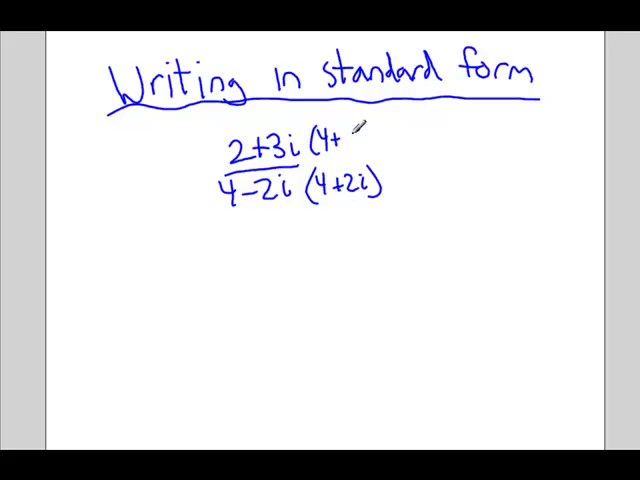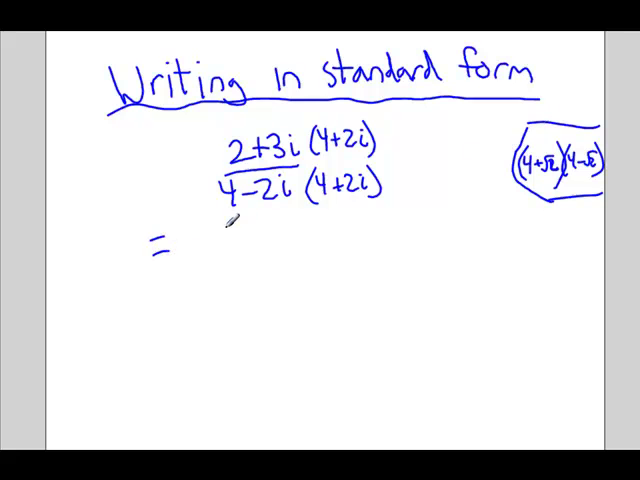Just like when we were using rational expressions, here's a little side note. Remember when we had 4 plus the square root of 2? The conjugate was 4 minus the square root of 2, and we did that and it canceled out. Just a side note. So, what do we get here?